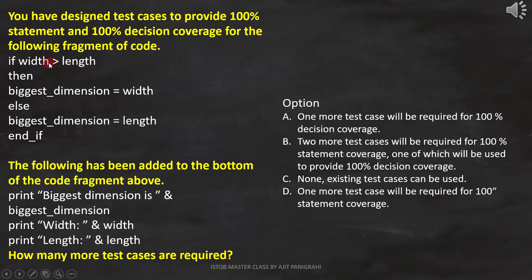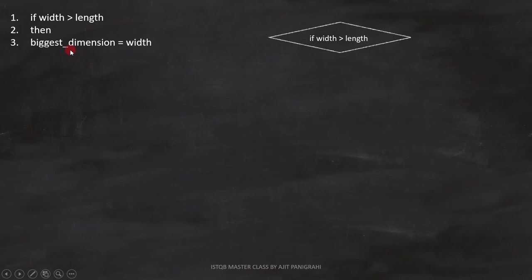First, we will analyze the code and draw a flowchart for it. Line number 1 is a condition. If width is greater than length, we represent condition like this in the flowchart. Now let's see line number 2 and 3. Then, biggest dimension equals to width. Since it is a statement, we have to represent it like this. That means, if this condition is true, this branch will be executed.